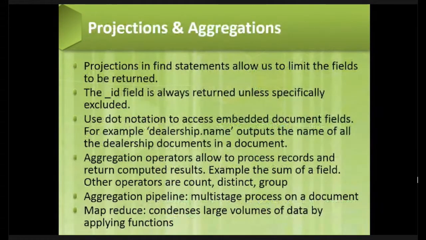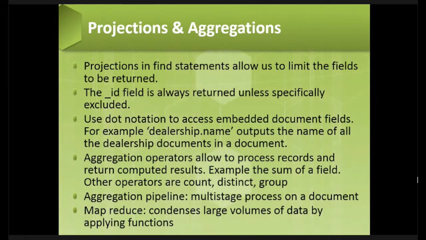So projection in MongoDB allows us to limit the number of fields to be returned. Like I mentioned before, the ID field is always returned unless it is specifically excluded. The dot notation is used to access embedded documents in a field. For example, if you recall, we had a set of dealership documents, which are the dealerships in which that particular model is being sold. To address the name of our dealership, we will use dealership.name, and that would output the name of all the dealerships in which the vehicle is being sold. That's how the dot can be used within a field name.